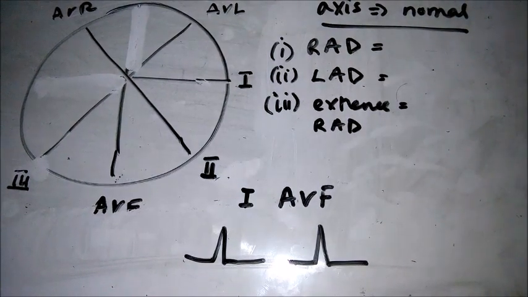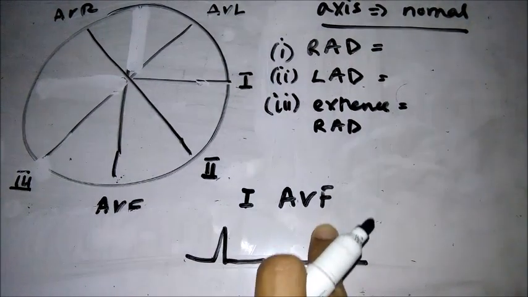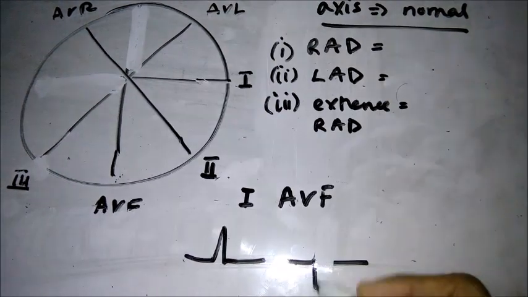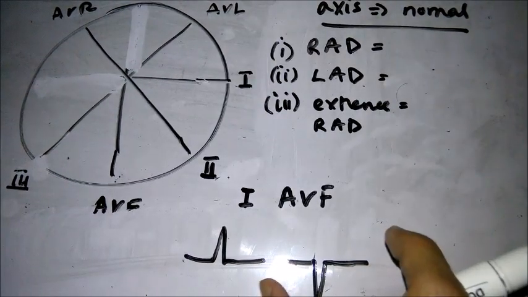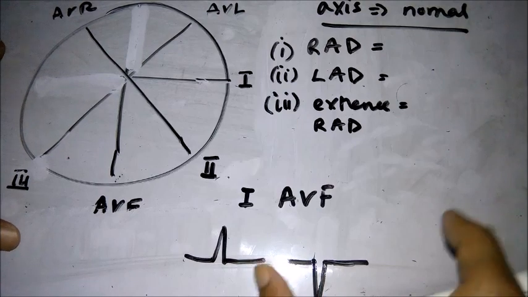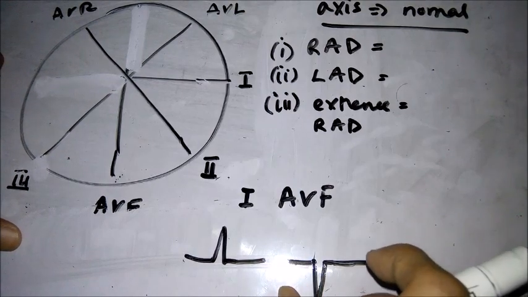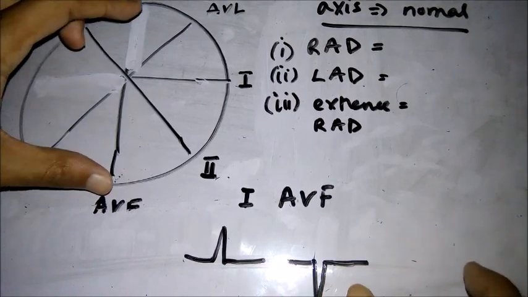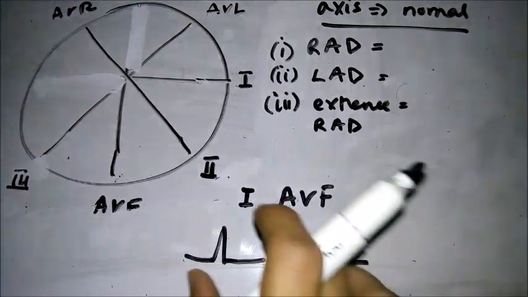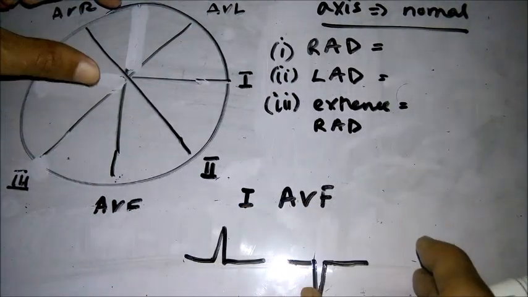Now the other situation can occur when AVF becomes negative, right? If AVF is becoming negative, what is it showing? It's showing that the electrical activity is going away from AVF. So it's going away from AVF. Lead 1 is positive, AVF is negative.